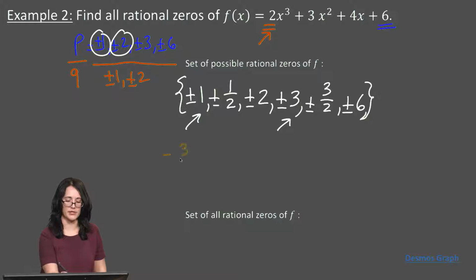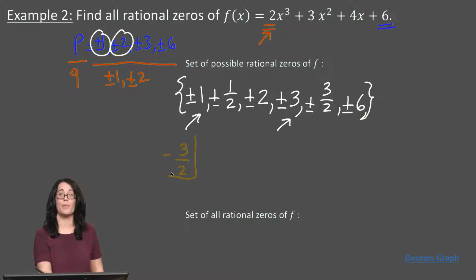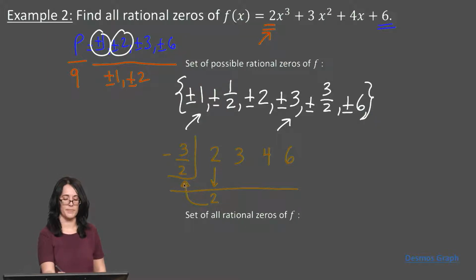Using synthetic division, negative 3/2 going into our original polynomial function with leading coefficient 2, followed by the coefficient 3, then the coefficient 4, then the coefficient 6. We don't have any skipped terms this time, so no need to put a 0 anywhere. And remember this algorithm? That's right, we dropped down the 2. Then we multiplied by whatever was in the box. And negative 3/2 times positive 2, the 2 should cancel, giving us negative 3.